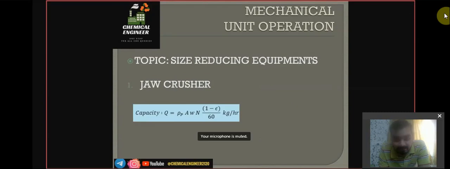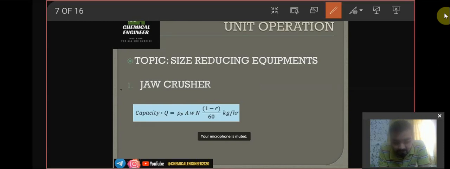Now we have size reducing equipment. We have different size reducing equipments. First we studied the jaw crusher, which is generally used to reduce the size of coarse particles. Up till now, GATE hasn't asked any question related to the jaw crusher, but you should write down this formula of capacity. Capacity is given in kg per hour, the ability of a jaw crusher to crush its feed.